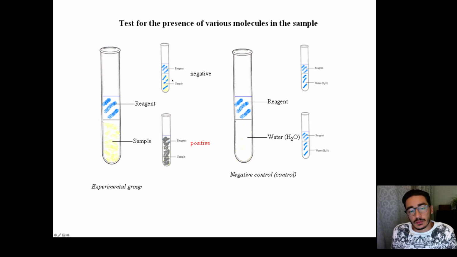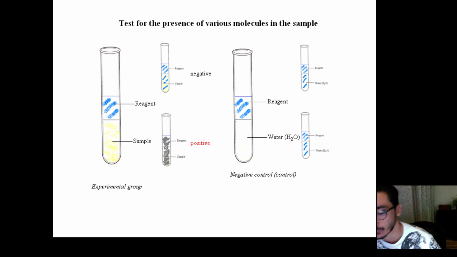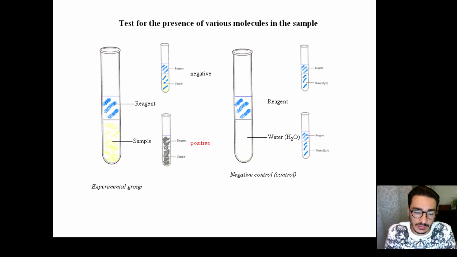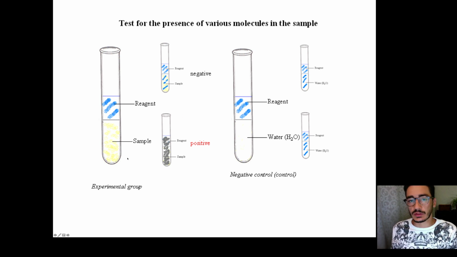Let me introduce the very important concept of having different types of controls: a negative control, a positive control, or experimental group, which I'm gonna explain in more detail in the virtual labs.